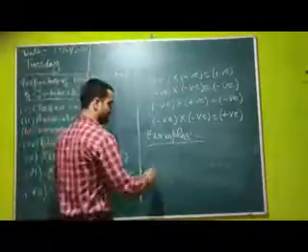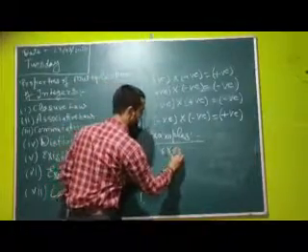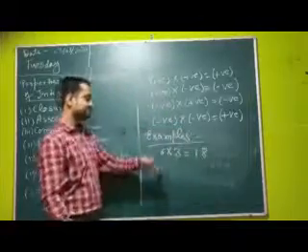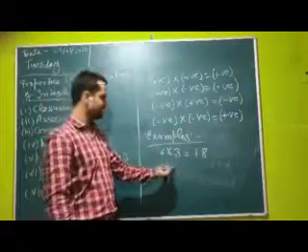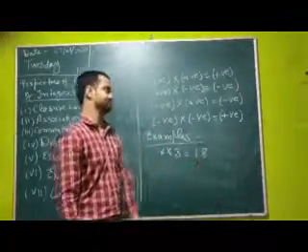Let's have a look at the examples. Okay, let's take any number. If we take the first example, 6 into 3 gives us the result 18. 6 is a positive integer, 3 is again a positive integer, and the product is again a positive integer.